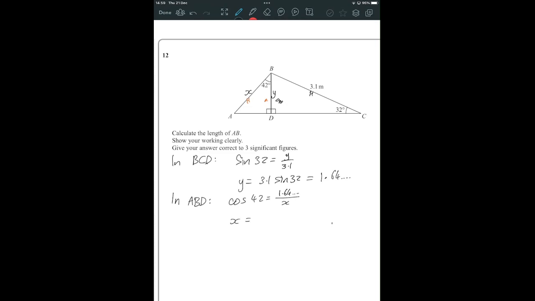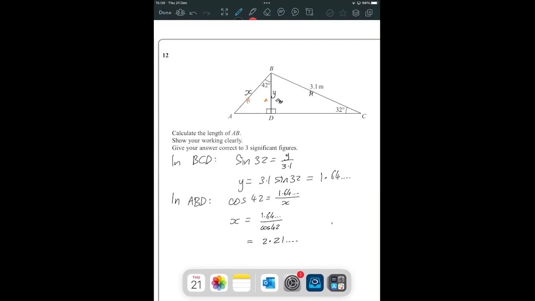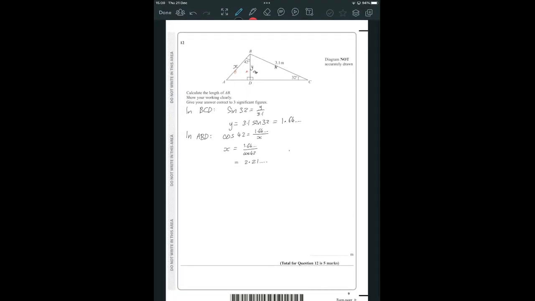Now either multiply up by the x, divide by the cos, or know that the trick is just to swap the cos and the x. And now in my calculator, I'm going to do answer over cos 42, giving me 2.21, etc. The question wanted it to 3 sig fig, so 2.21 is what I'm going to quote on the answer line.